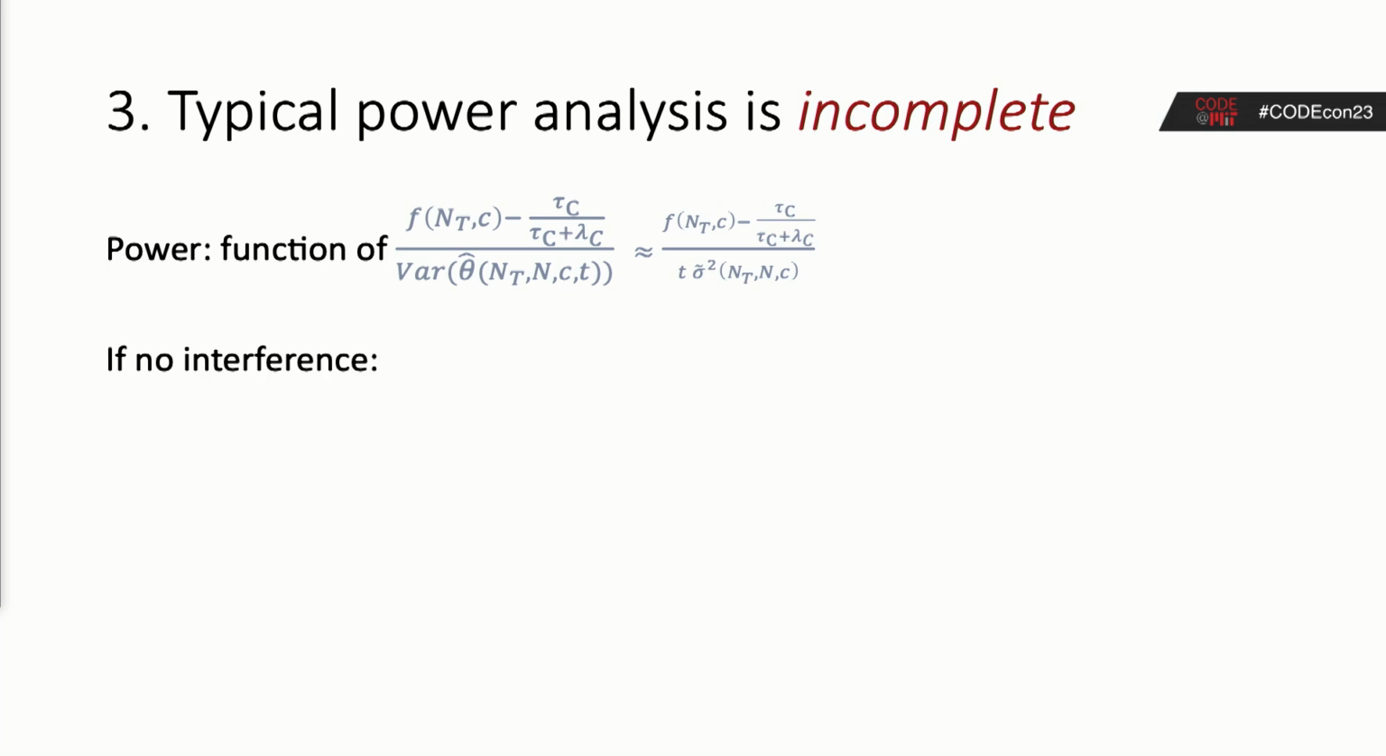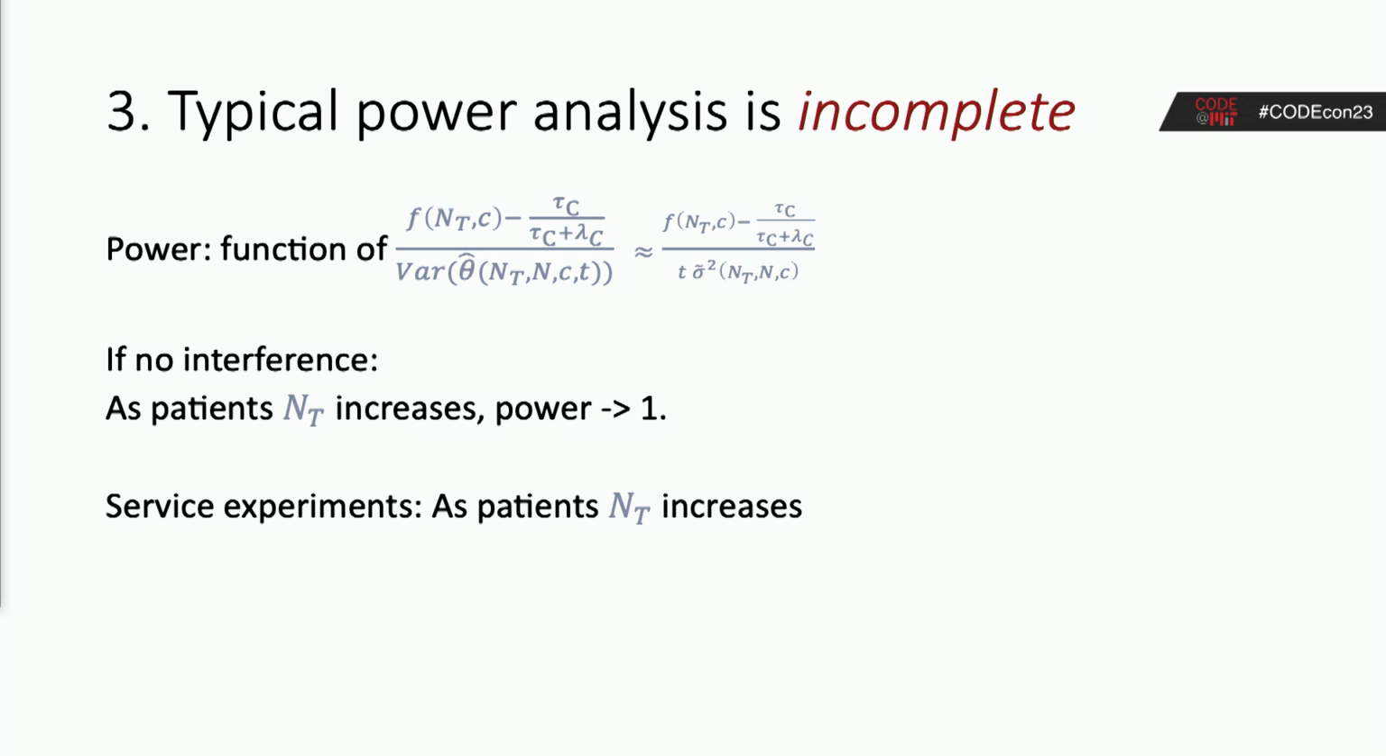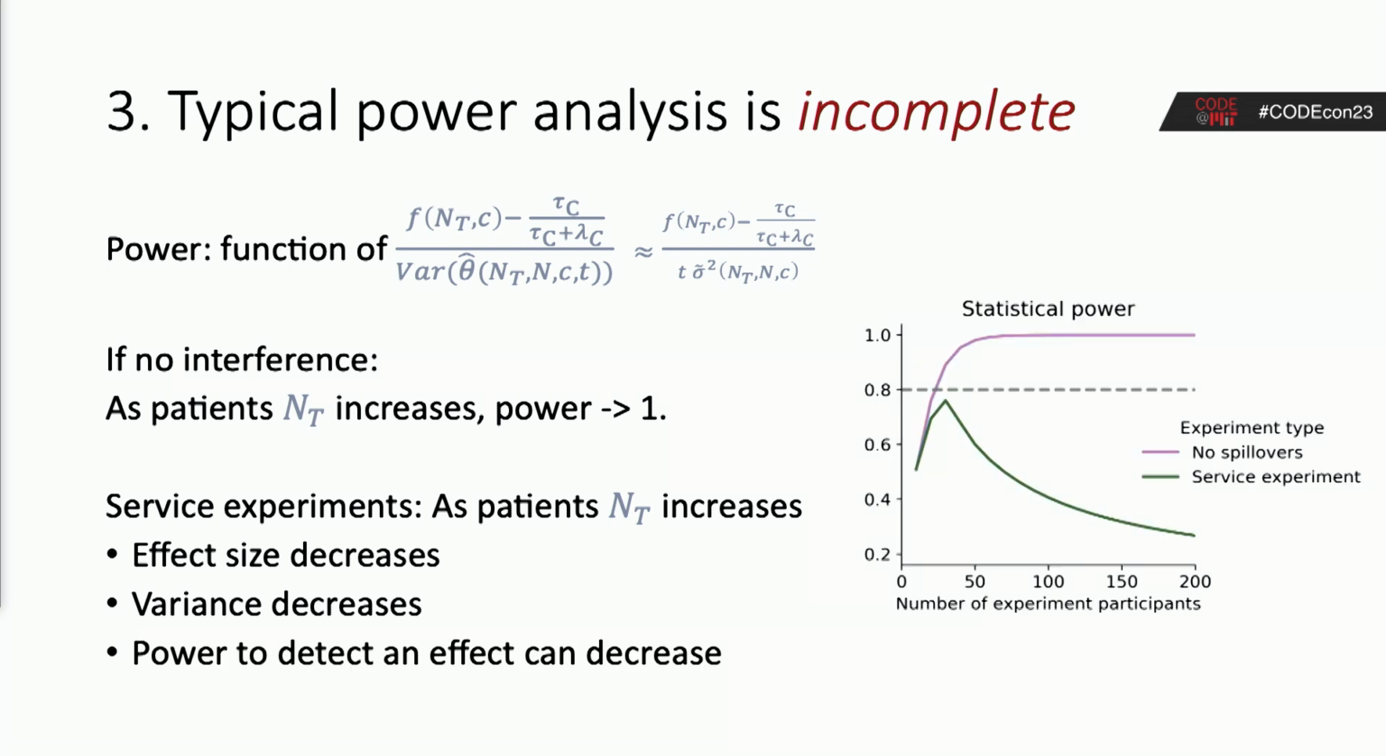If you don't have any interference, then the effect size will be constant in the number of patients, but the denominator, the variance, will be decreasing in the number of patients. And so as you increase the number of patients in your trial, your power goes to 1. So you end up with that pink line there.